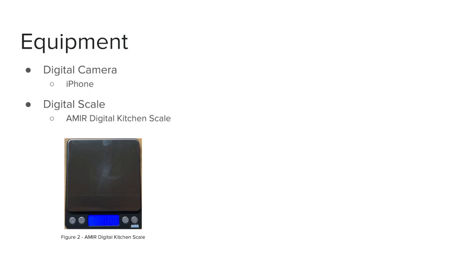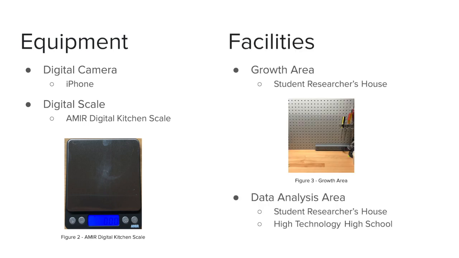The equipment necessary for the experiment is a digital camera, in my case an iPhone, for documentation purposes, and a digital scale for weighing the mung beans after growth, in my case a simple AMIR digital kitchen scale, as pictured in Figure 2. The necessary facilities for the experiment were a growth area, which was at my house and is pictured in Figure 3, and a data analysis area, which was at my house and at my high school.